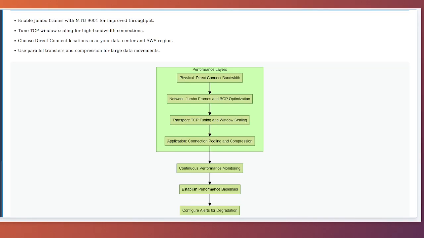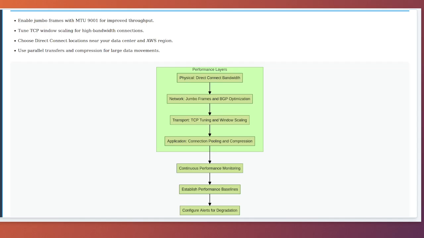For multi-region architectures, consider using AWS Global Accelerator in combination with Direct Connect. Global Accelerator provides static IP addresses that route traffic to the optimal AWS region based on latency and health. Traffic enters the AWS network at the closest point and then traverses the AWS Global Network backbone, which is highly optimized. This can provide better performance than routing between regions over your own network or the public internet.